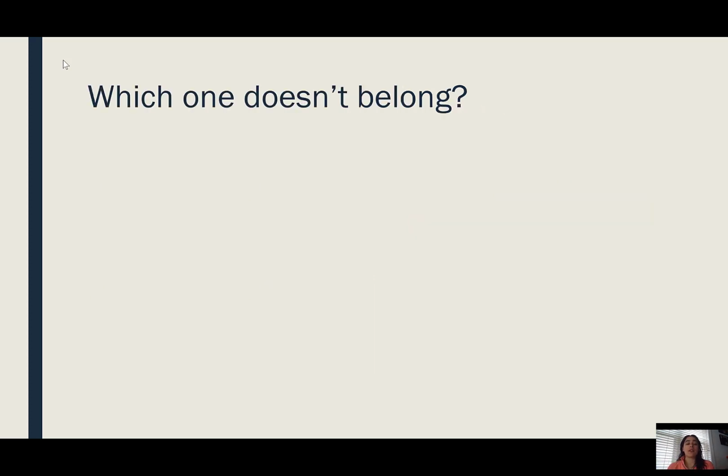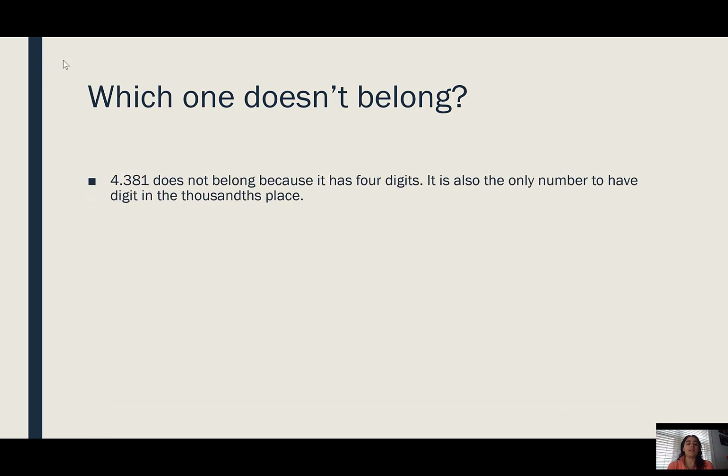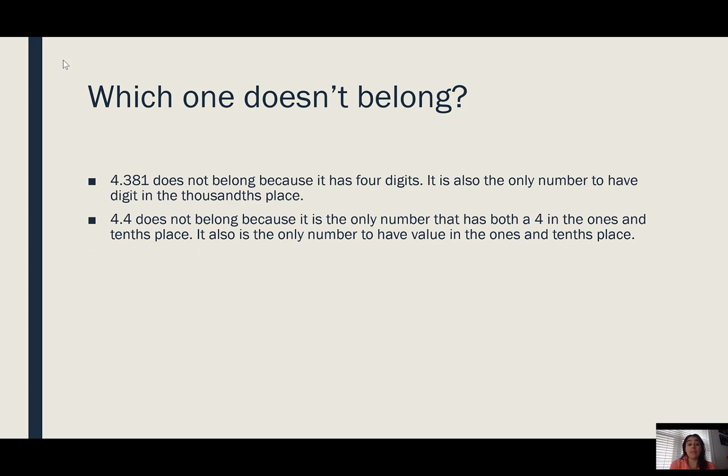All right, so here are some thoughts that I had about which number doesn't belong out of that list. I said 4 and 381 thousandths does not belong because it has 4 digits. It is also the only number to have a digit in the thousandths place. 4 and 4/10ths does not belong because it is the only number that has both a 4 in the ones and tenths place. It is the only number to have a value in the ones and tenths place that is the same.